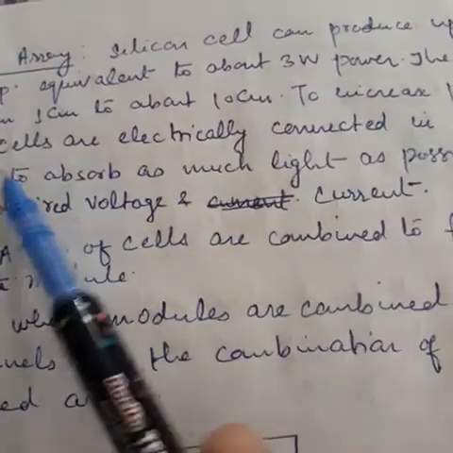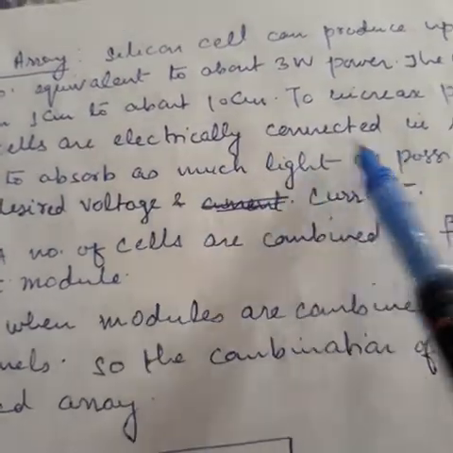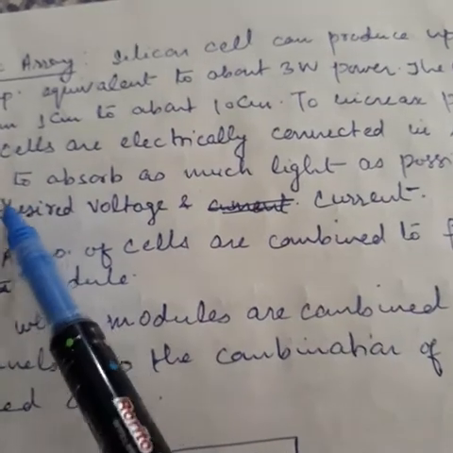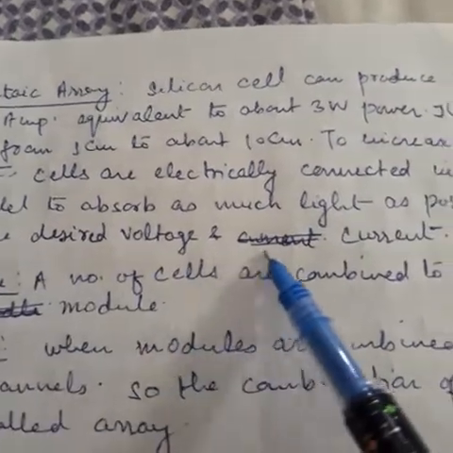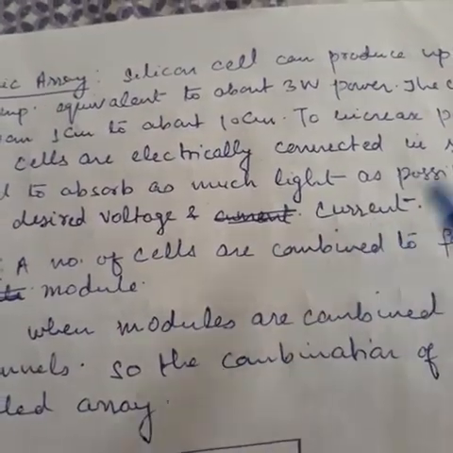To increase power output, cells are electrically connected in series and parallel to absorb as much light as possible to produce the desired voltage and current.